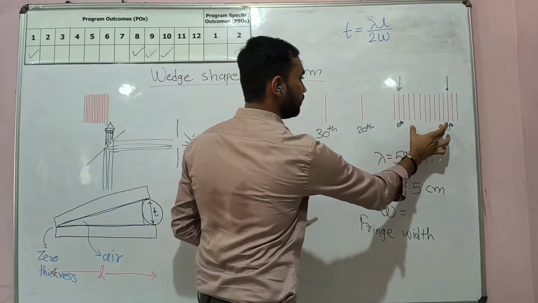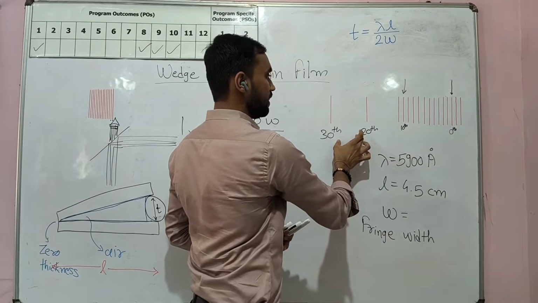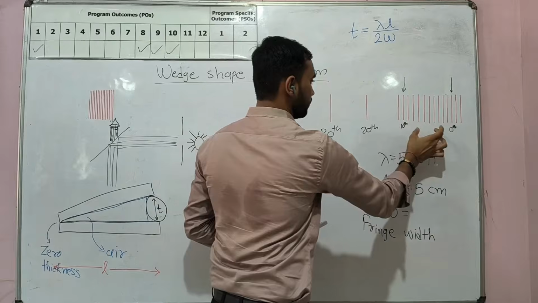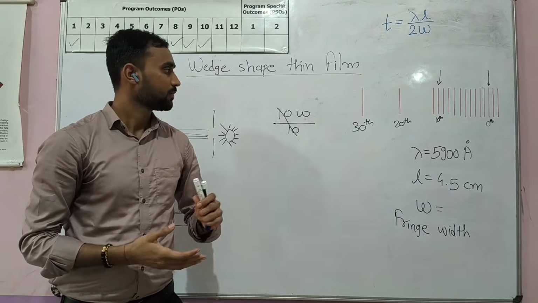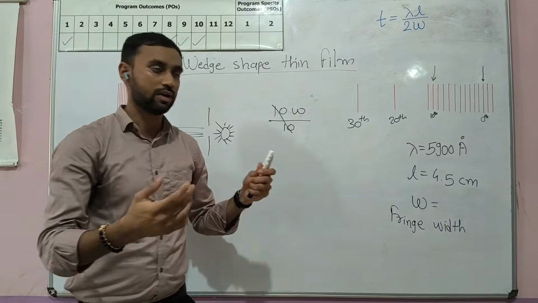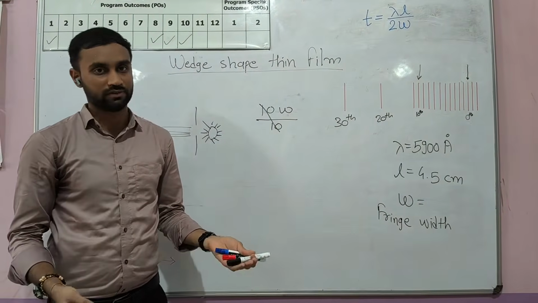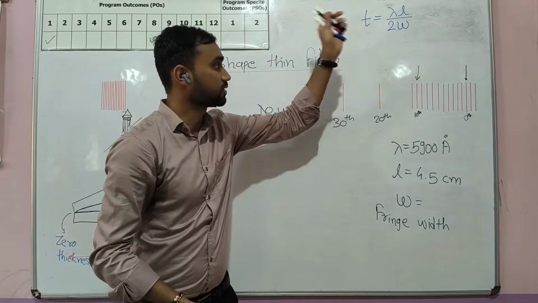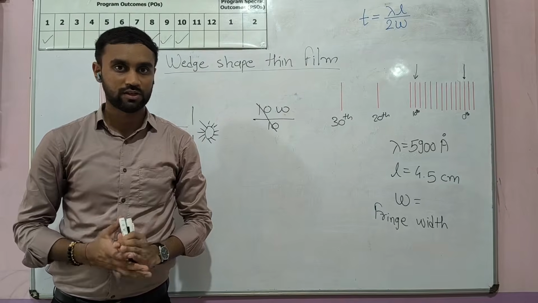But right now, you can have this separation, this separation, this separation. All these separations will give you the value of 10 W. You can divide those values by 10. You can get the value of W. Now you have 3 values of W. You can take the average, that will be your finalized value of W. You will substitute here. So this way you will get minimum error. Understood?